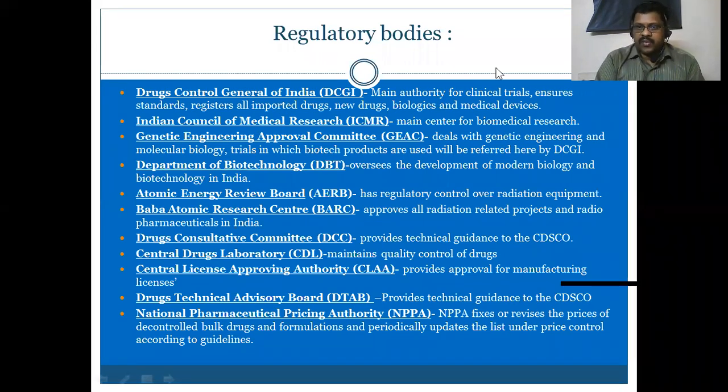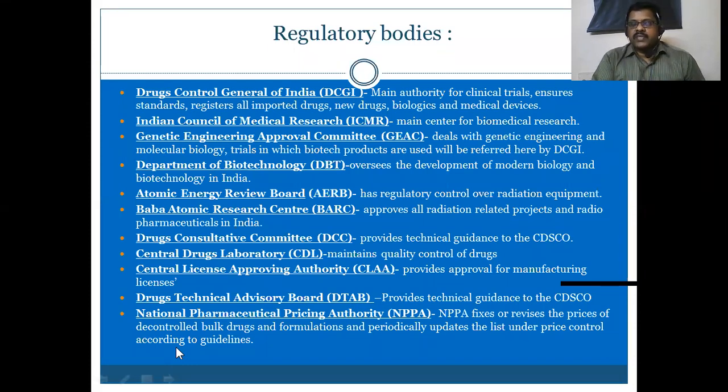Now we also come across news about ICMR's role in the approval of rapid testing kits for COVID-19, and approval of plasma therapy for COVID-19. So these are done by ICMR. The Genetic Engineering Approval Committee, GEAC, is there. It deals with genetic engineering and molecular biology. Trials in which biotech products are used will be referred here by DCGI.